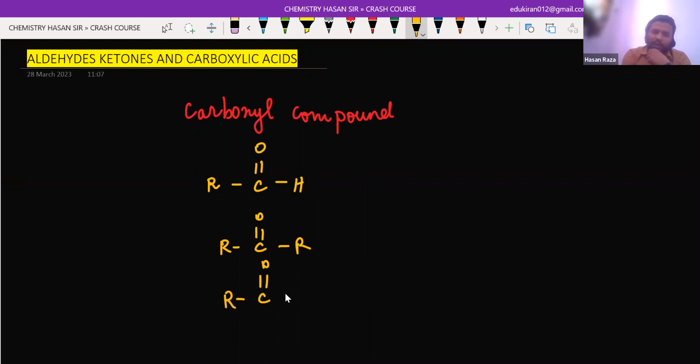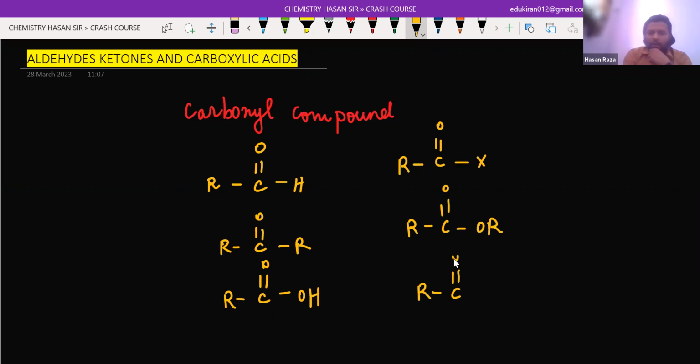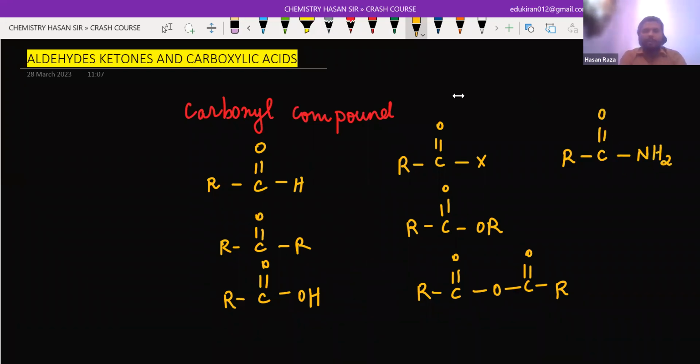This is your carbonyl compound, which is carboxylic acid. This is also your carbonyl compound, which is ester. This is also your carbonyl compound, which is known as acid anhydride. And we can see this as well: RC double bond O, NH2, amide. So these all are carbonyl compounds, but we mainly need to discuss aldehyde, ketones, and carboxylic acid.